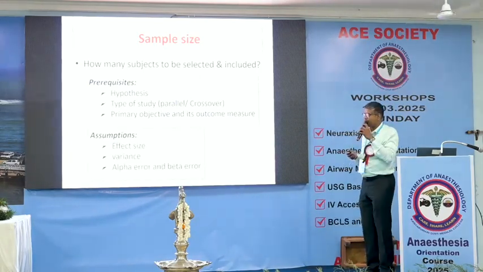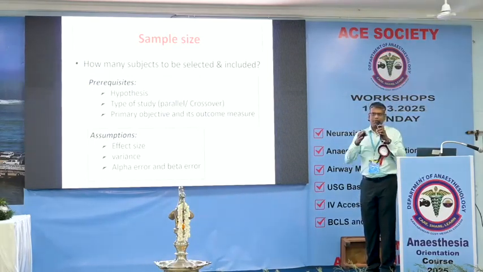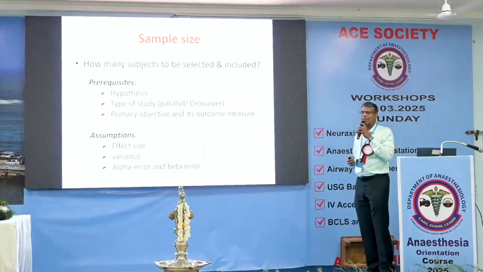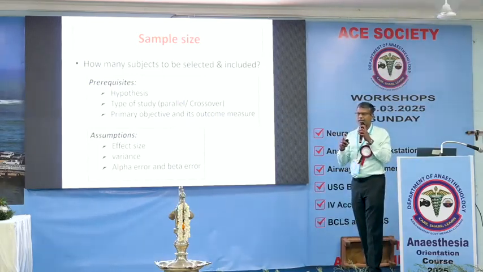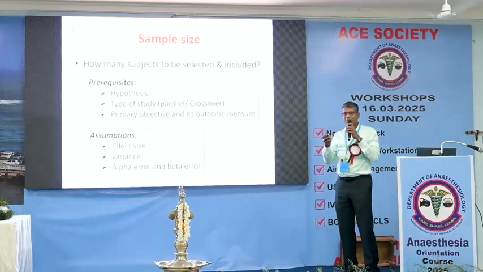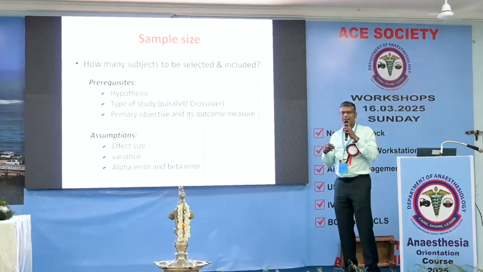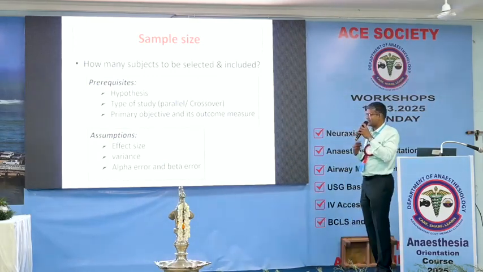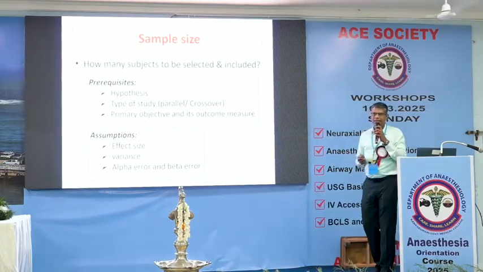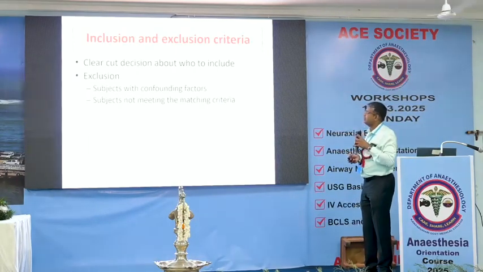Certain other assumptions you make are the effect size, that is, the probable difference in the primary outcome measures between the two groups that you are expecting or anticipating. Let us say you are trying to assess the difference between the two groups, drug A and drug B. You assume the minimum difference that has to exist between the two groups to say drug A is better than drug B. That is the effect size. Next, the variance, and then two errors, the alpha error and the beta error, which are the statistics mainly considered from a statistical perspective.